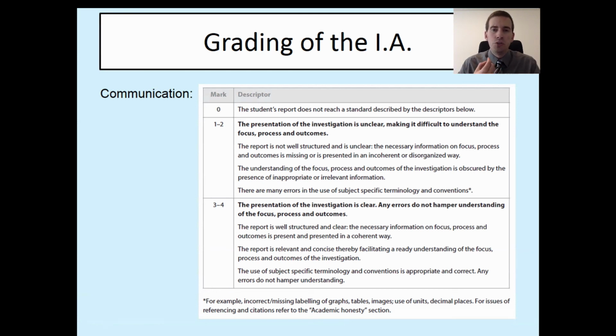And you need to include specific scientific terminology and conventions. So obviously scientific language is important, but also things such as significant figures would be marked here. You need to make sure you've used appropriate numbers of significant figures. And don't worry, we'll review this again in a later video.